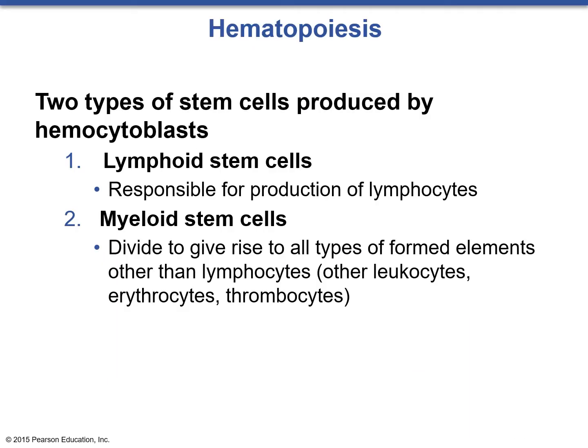Now, like I said, there are those two types of stem cells: lymphoid stem cells, responsible for the production of lymphocytes, and myeloid stem cells. What determines whether the hematopoietic stem cell becomes a lymphoid stem cell or a myeloid stem cell is largely dependent upon a signaling agent called a cytokine. This signaling agent can also determine whether a myeloid stem cell becomes a red blood cell, any one of the major types of white blood cells, or platelets, thrombocytes.